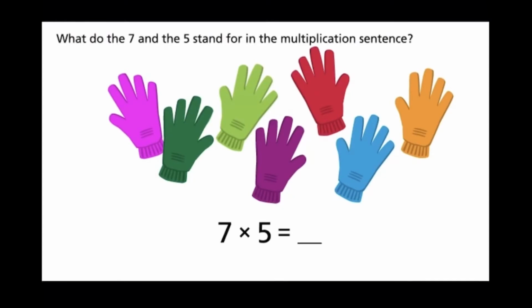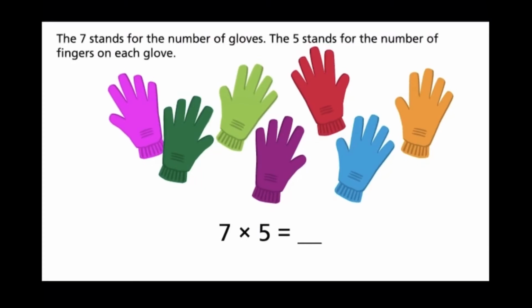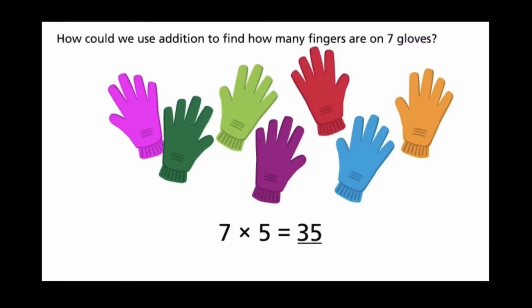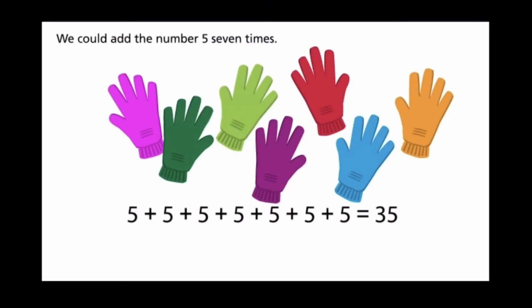What do the 7 and the 5 stand for in the multiplication sentence? The 7 stands for the number of gloves. The 5 stands for the number of fingers on each glove. There are 35 fingers on 7 gloves. How could we use addition to find how many fingers are on 7 gloves? We could add the number 5 7 times.